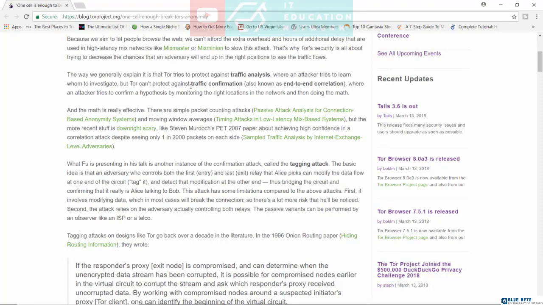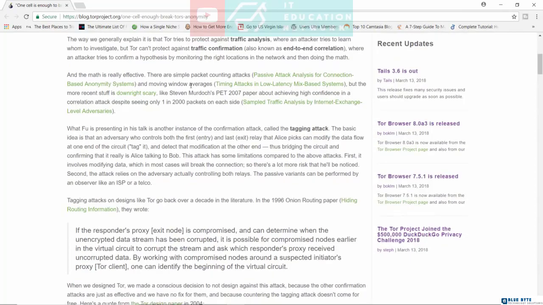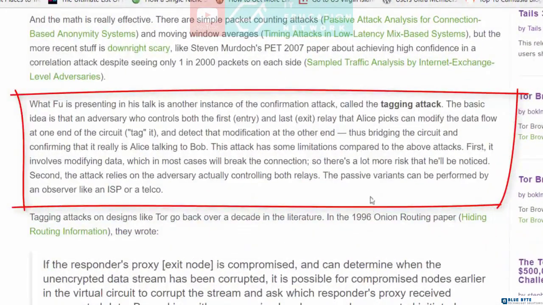While we're on this same page, let me also inform you of a second type of attack known as the tagging attack, where the attacker is able to modify the initial connection between your computer and the entry node, and then can check to see if that modification exists at the other end between the exit node and the internet. If that modification is there, then the attacker knows that this particular connection is from the original connection that they tagged. So that way they're able to establish who you are. That's known as the tagging attack.